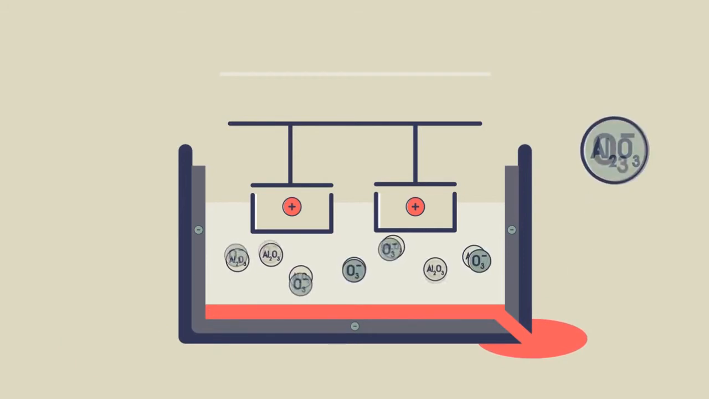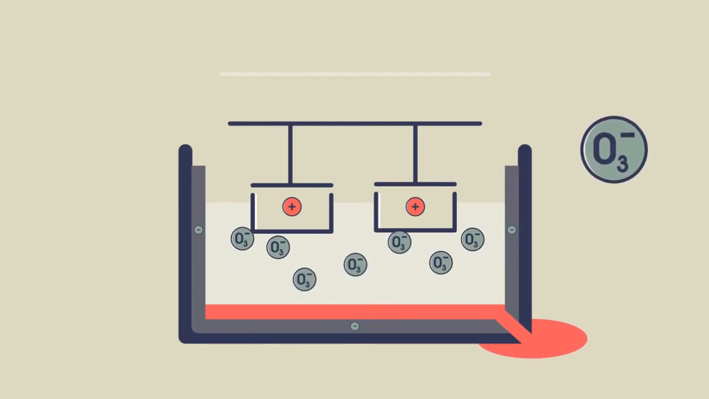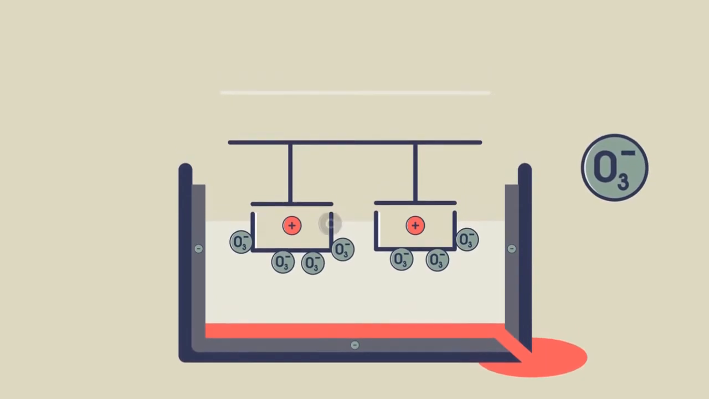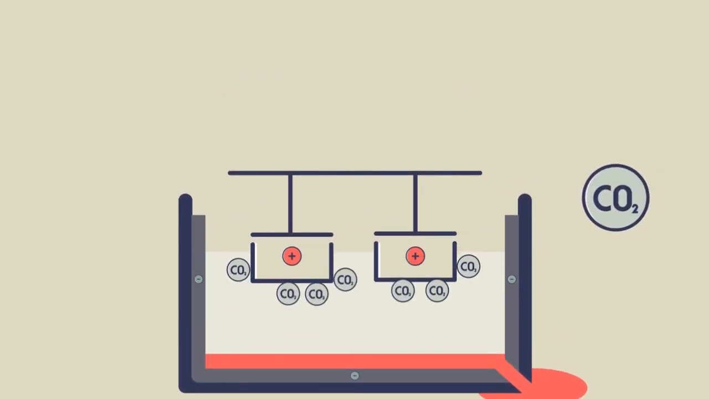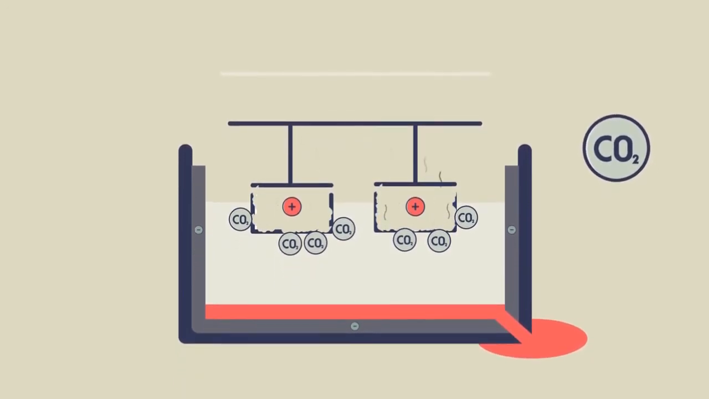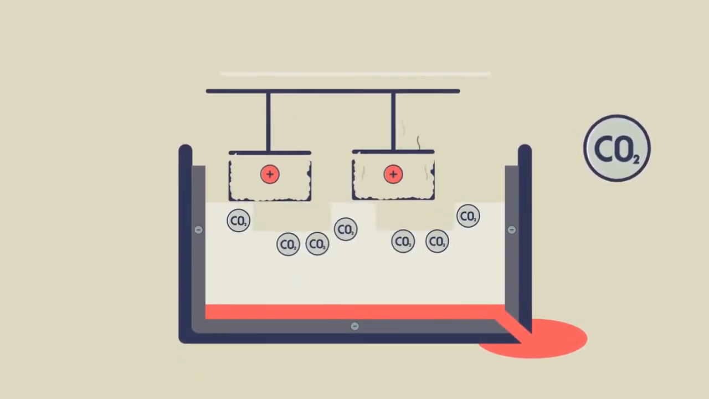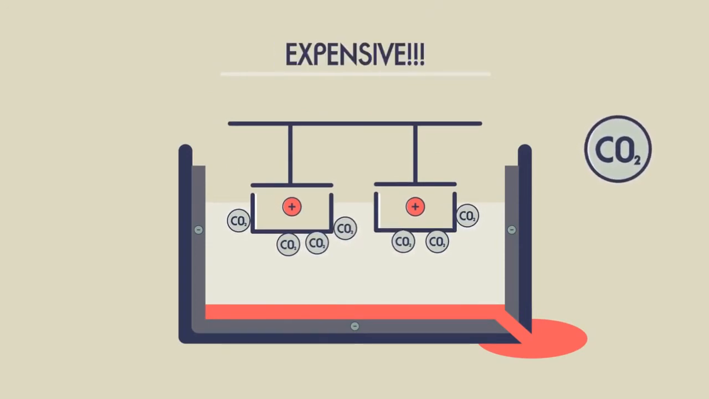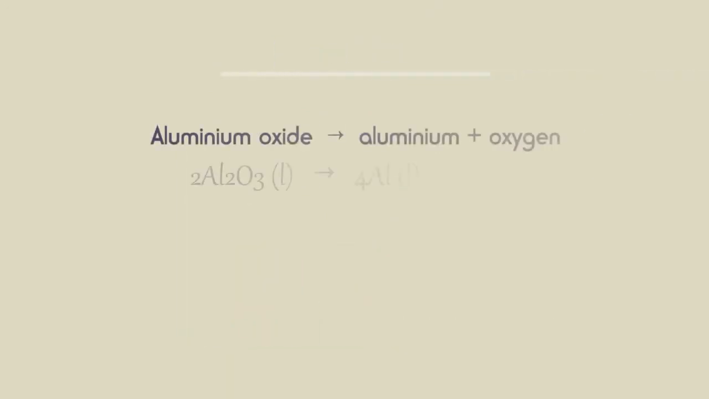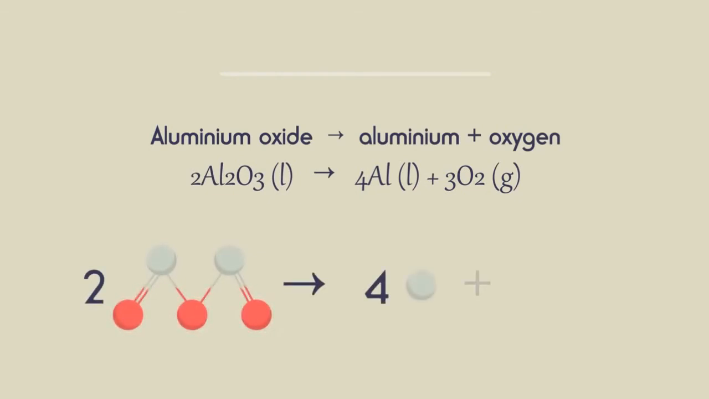The oxygen from the aluminium oxide in the cryolite forms at the positive anodes. The oxygen reacts with the carbon of the graphite, forming carbon dioxide. The positive anode therefore burns away and needs replacing regularly. This is another reason for the extraction of the aluminium being so expensive. The overall reaction is aluminium oxide to aluminium plus oxygen.